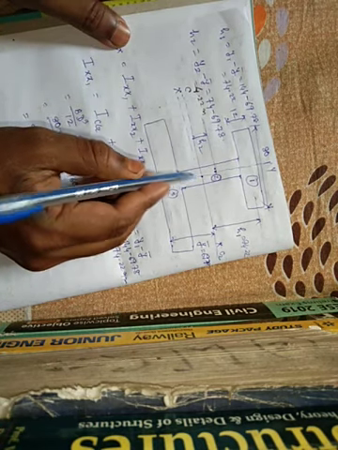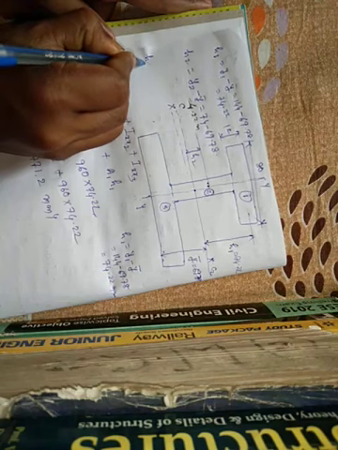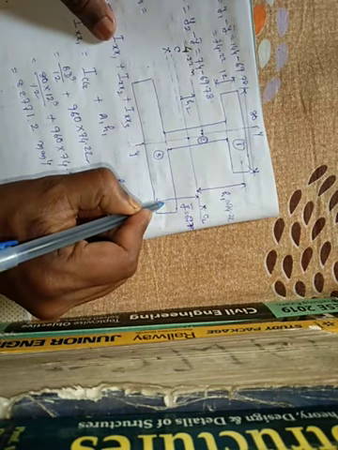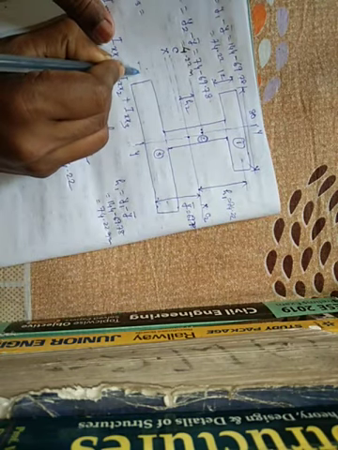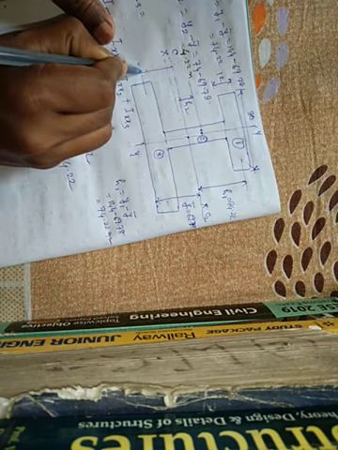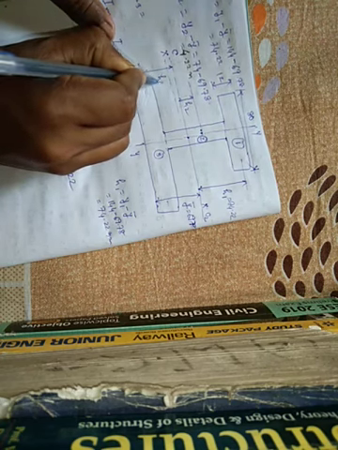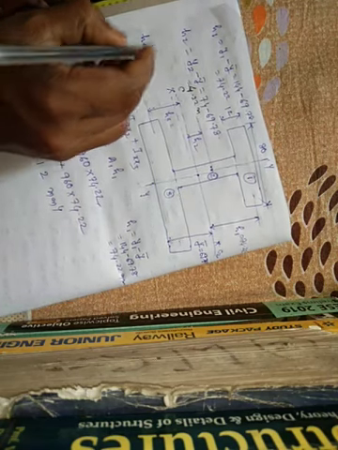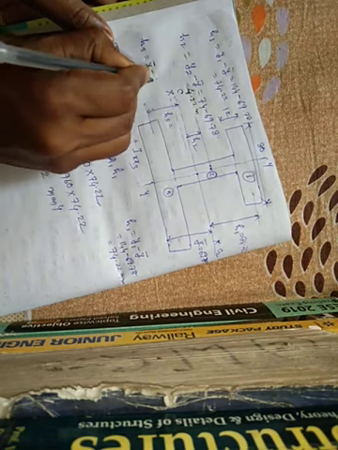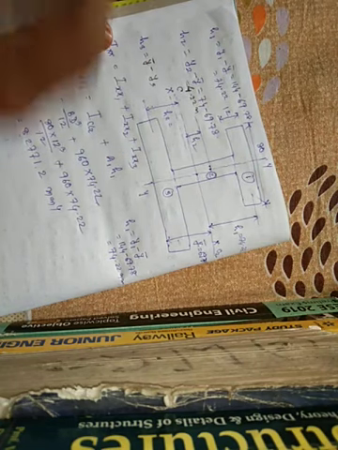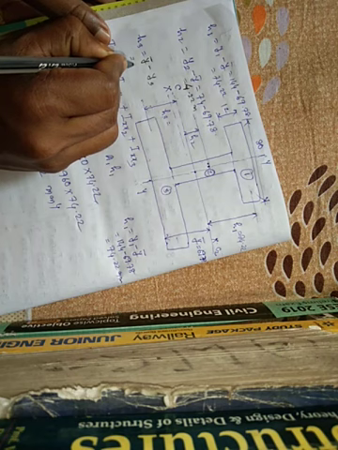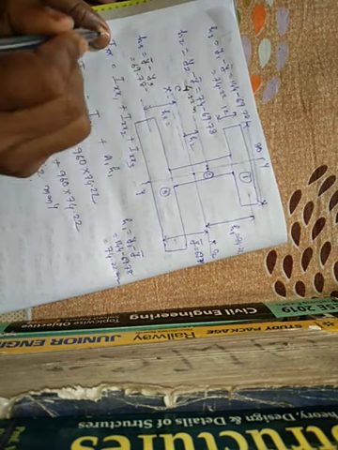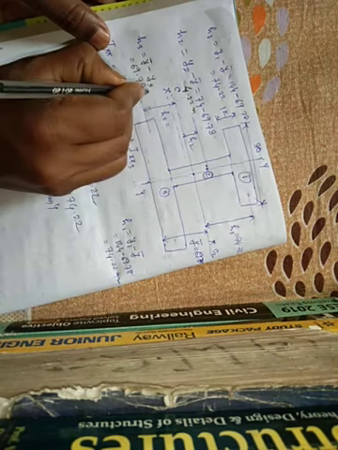Now calculate the CG distance of section 3, which is H3, from the center of the bottom flange to the CG of the whole section. H3 is equal to y bar minus y3. Y bar is equal to 69.78 minus y3, which is equal to 5.